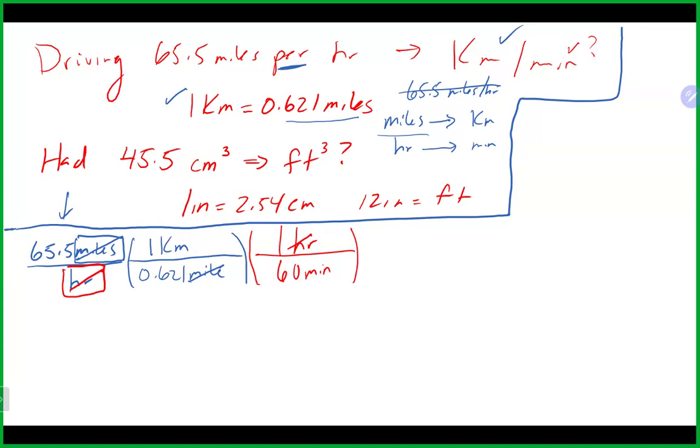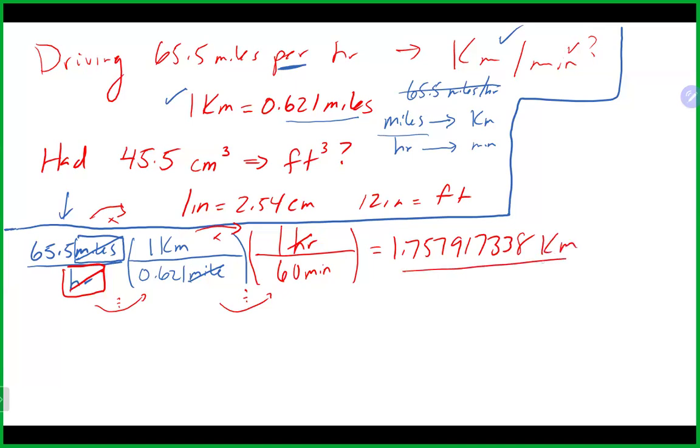The reason to set it up like this, besides what we've been talking about, is it will now take care of really all the math correctly for you. Once again, anything on top gets multiplied, and everything on the bottom gets divided. So you don't have to think about multiplying or dividing it correctly. It should be set up for you. We'll take our 65.5. There's really nothing to multiply on top. Divided by 0.621, divided by 60 in this case, will give us on our calculator 1.757917338. Units again are kilometers per minute.